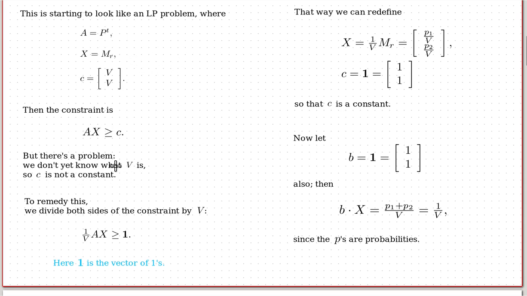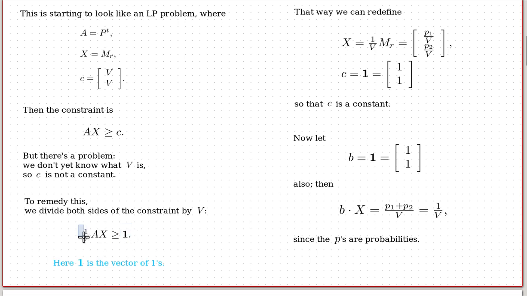The trick is we take this constraint and we divide both sides by the scalar V, right? So if I divide C by V, I just get the vector of 1s. And I'm going to denote the vector of 1s by boldface 1, right? So divide C by the scalar V, you just get 1, 1. So that's this. And of course I have to do that to the other side as well. So this constraint becomes 1 over V times A times X is greater than or equal to the vector of 1s, right?